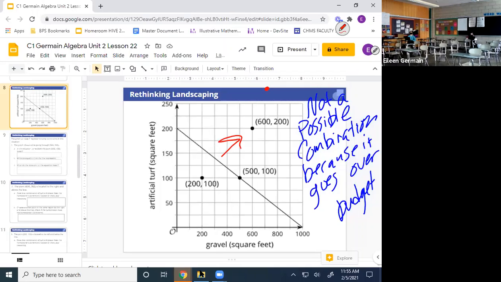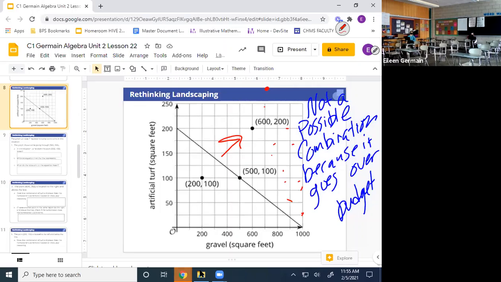Anything in this region right here is not going to work. So you could have picked this one here, here, in this middle box, anywhere. All of these would not work because they'd be over that budget.